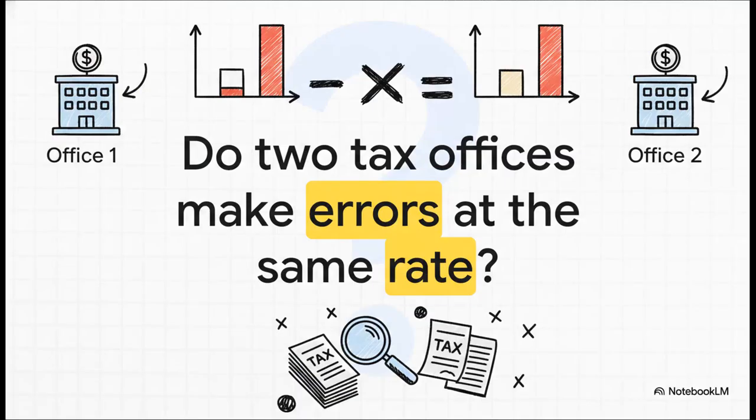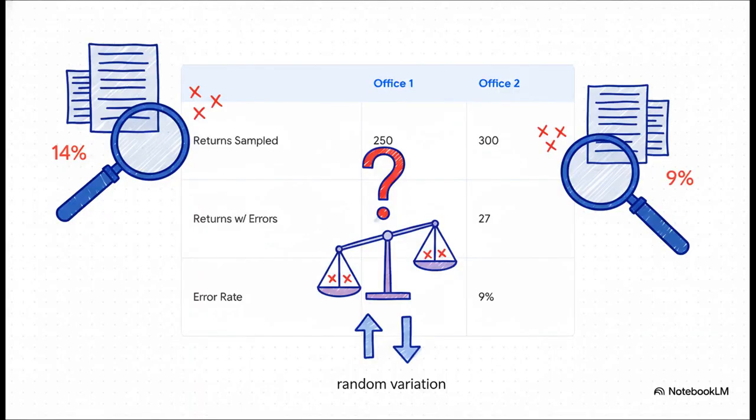Imagine an accounting firm wants to know if there's a quality difference between two of their offices. They're not looking at an average score. They're looking at the proportion, the percentage, of tax returns from each office that have an error. So they take a random sample of tax returns from each office, and here's what they find. In the sample from Office 1, there's a 14% error rate. But in the sample from Office 2, it's down at 9%.